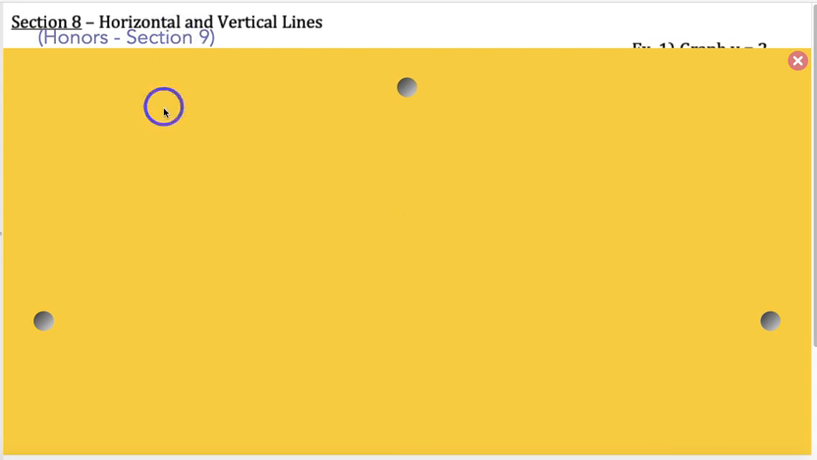These are your Overland Trail notes. The topic is horizontal and vertical lines. Let's start with horizontal lines.